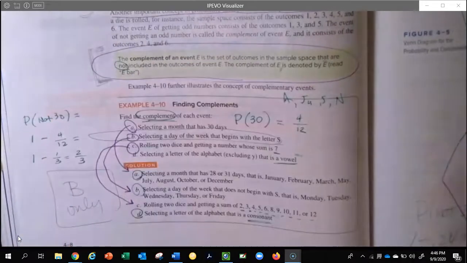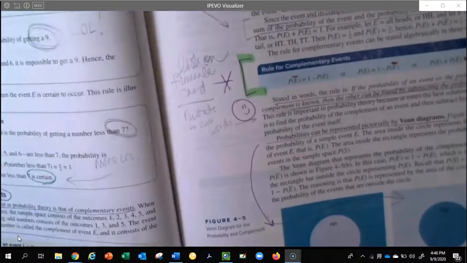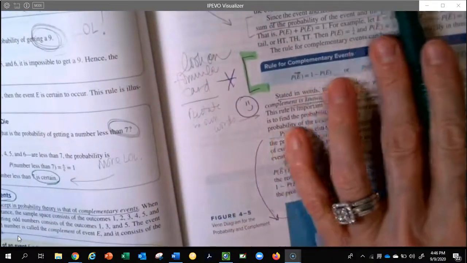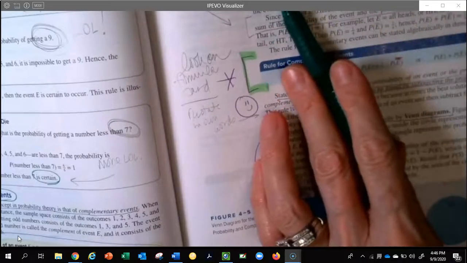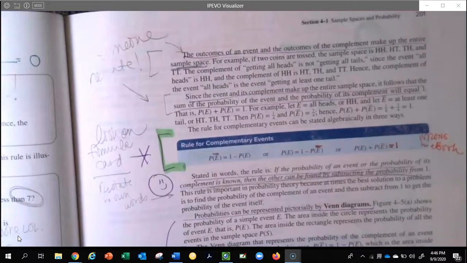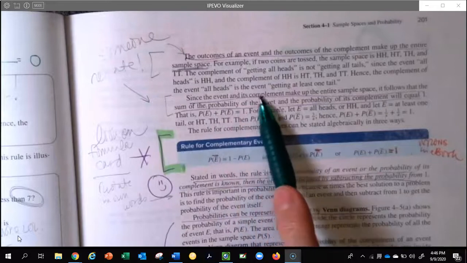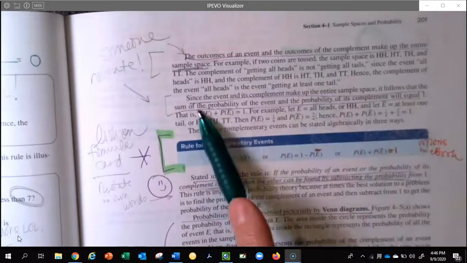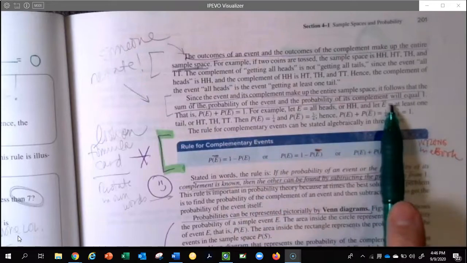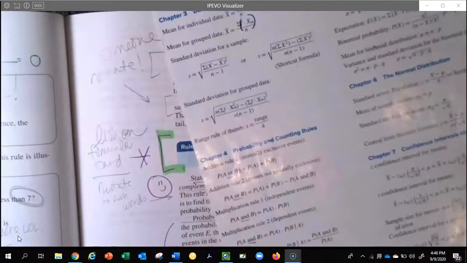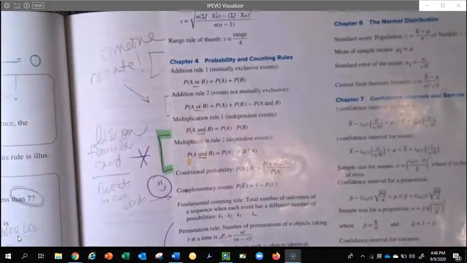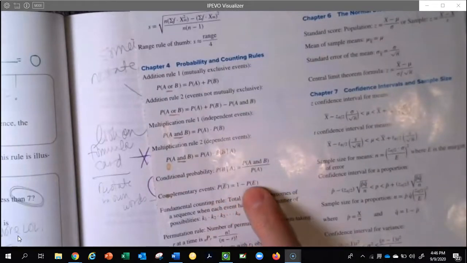Oh my goodness, let's get off of that page and let's go up here to page 201. So on 201, we have that the outcomes of an event and a complement make up the entire space. And so what that's saying is, what is in our event and what is not in our event, together, we got it all. It's everything. Since the event and its complement make up the entire sample space, it follows that you could play around with this a bit. And so on our card, it just lists the probability of E bar, the complement, is 1 minus P of the event, the probability of the event.